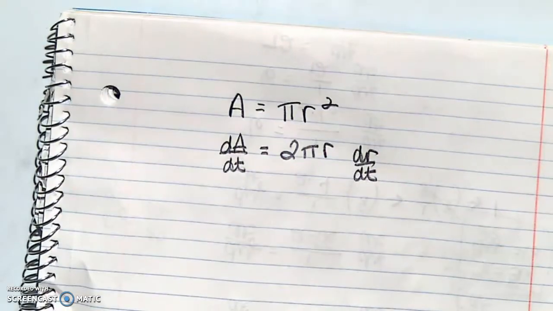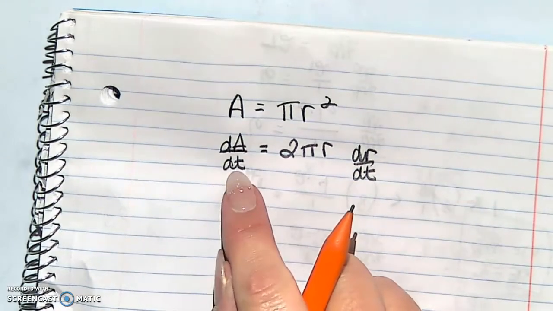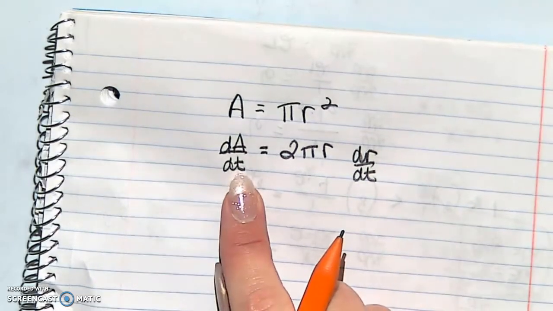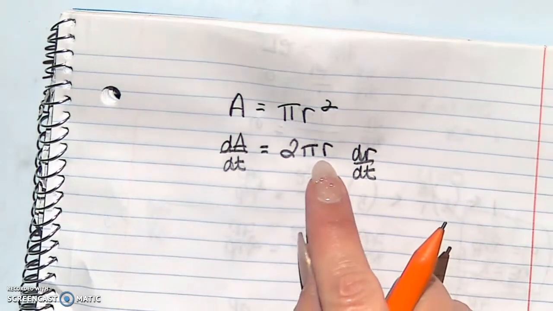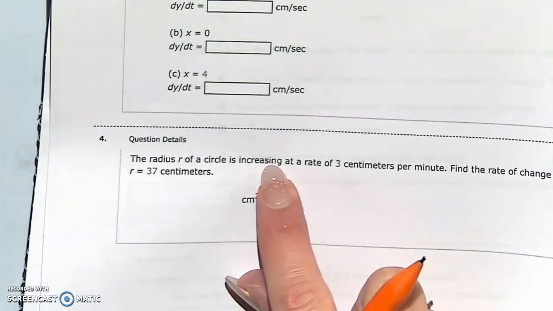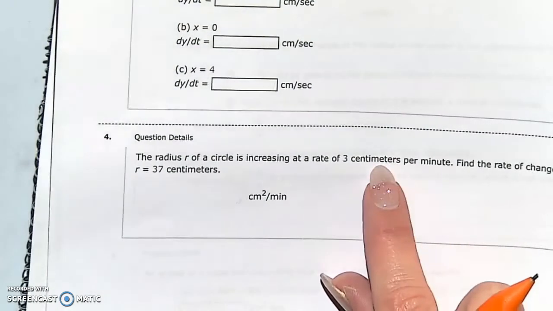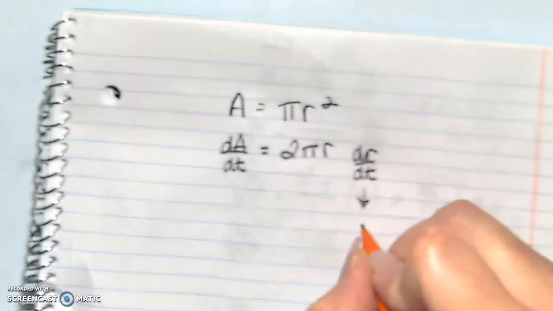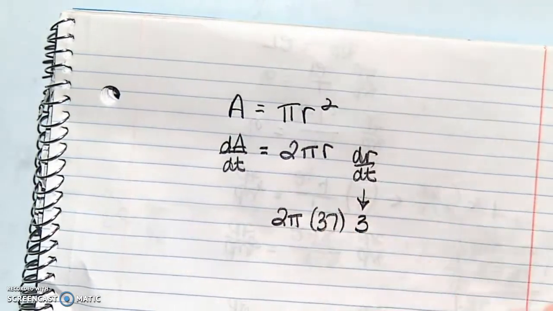So my question is, how is the area changing? I'm looking for dA/dt at the moment that the radius is 37. We're also told that the radius is increasing at 3 centimeters per minute, so dr/dt is 3. So this is 3. This is still a 2 and a pi and a 37.